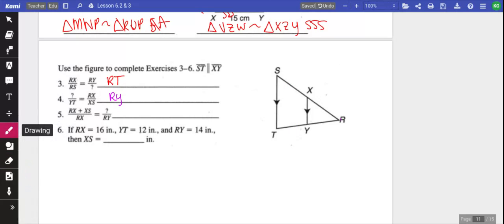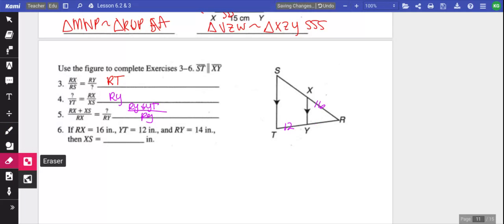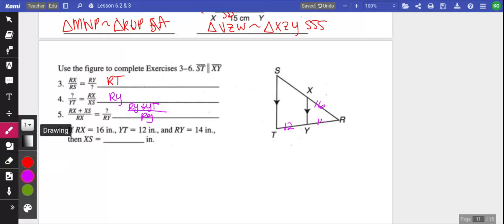The next one said RX plus XS is similar to RX. So then we would say RY plus YT is similar to RY. So this one says if RX is 16 and YT is 12, and RY is 14, then XS is what?